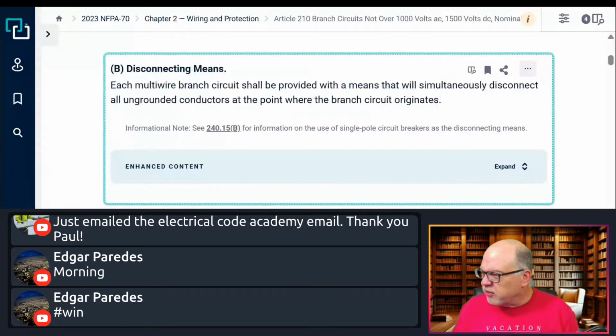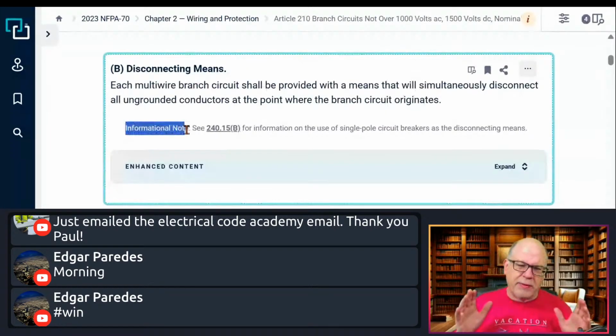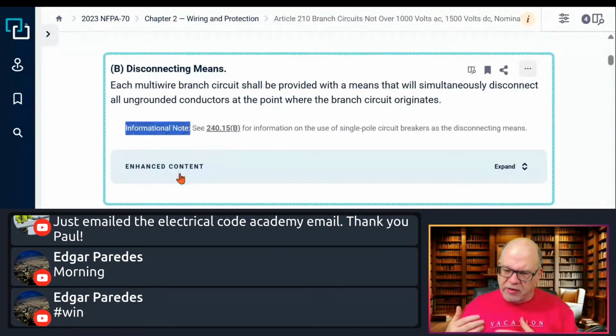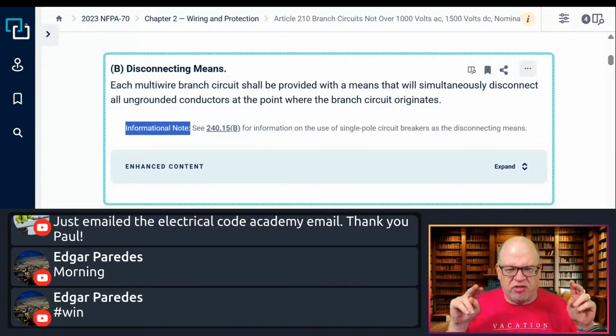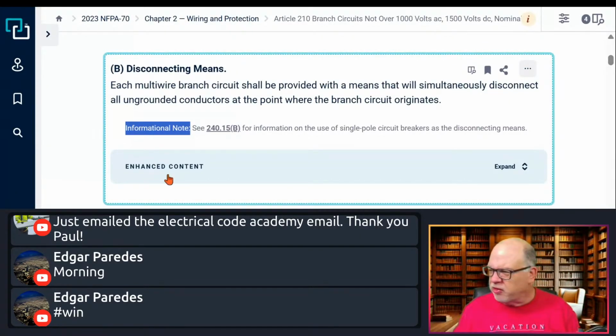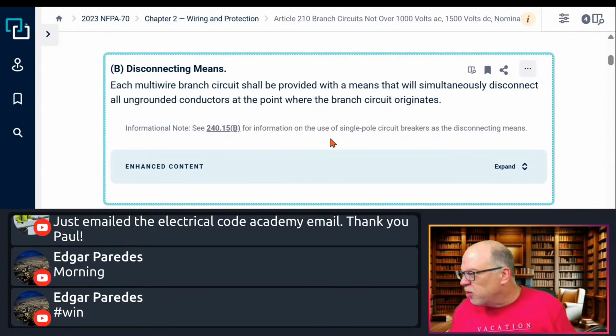It also has an informational note. This is why I love informational notes. It's not that the code is trying to be an instruction manual, or tell you to do something. It's just reminding you, hey, by the way, you might want to go look at 240.15(B) for the information on the use of single pole circuit breakers as a disconnecting means.